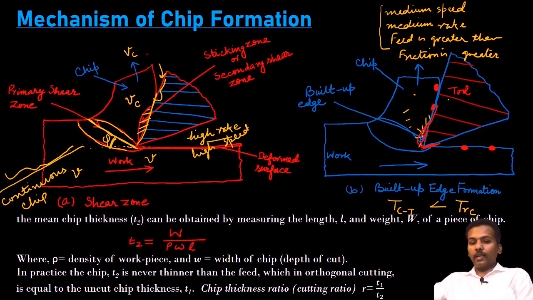Due to the high rake angle, the force as well as the power consumption will be reduced. If it is not stable, that means whatever built up edge is formed may be broken by the flowing material, because here the chips are flowing upward in the form of chip.